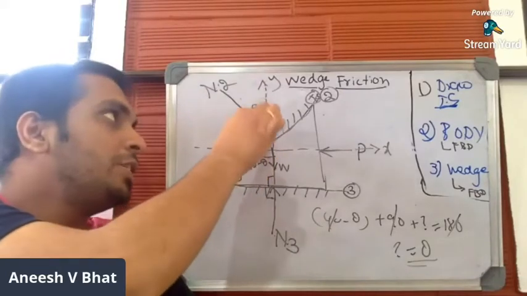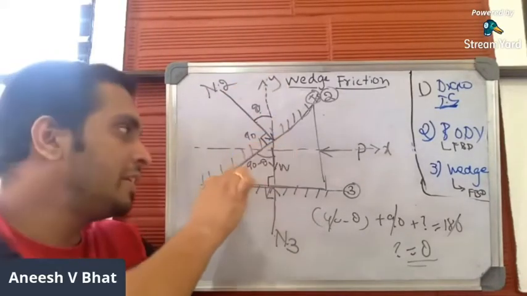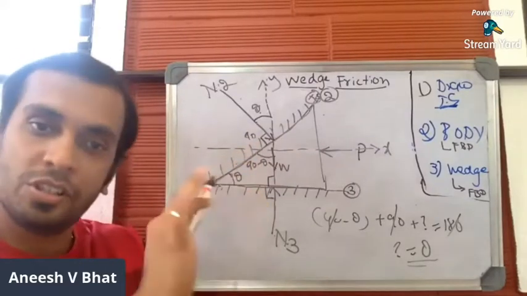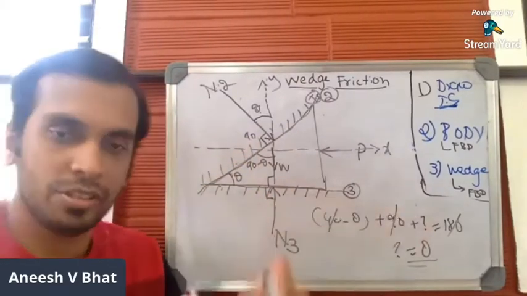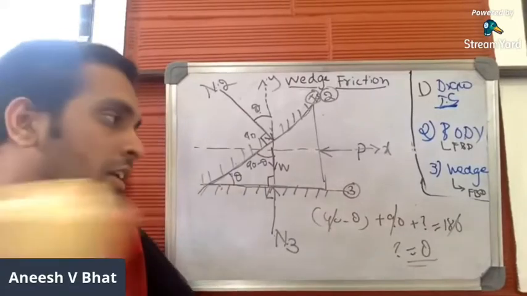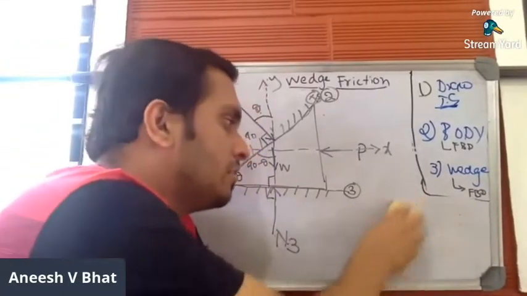So the angle made by N2 with respect to vertical will be the angle made by this inclination with respect to horizontal. It should be equal. This is how it goes. This is the concept behind that. Done. So we have marked the normal reaction.